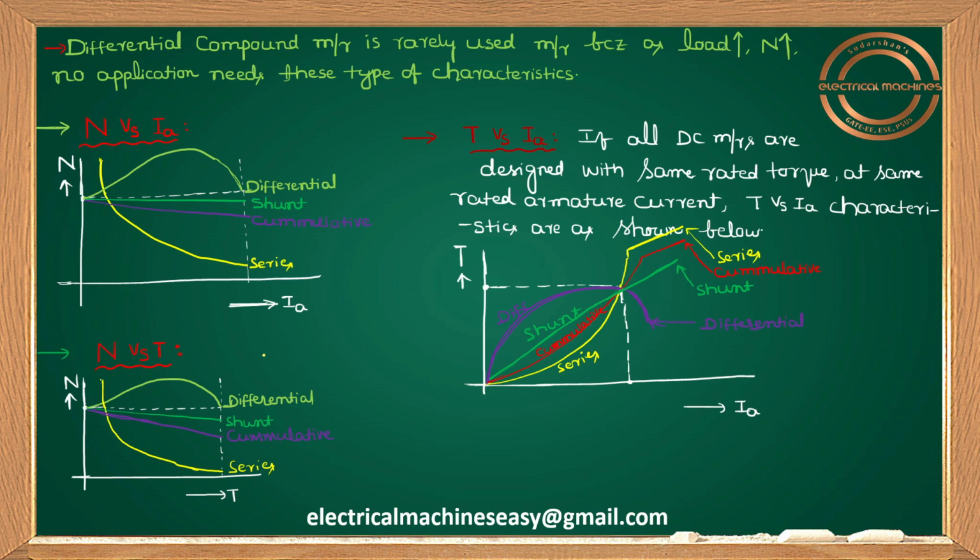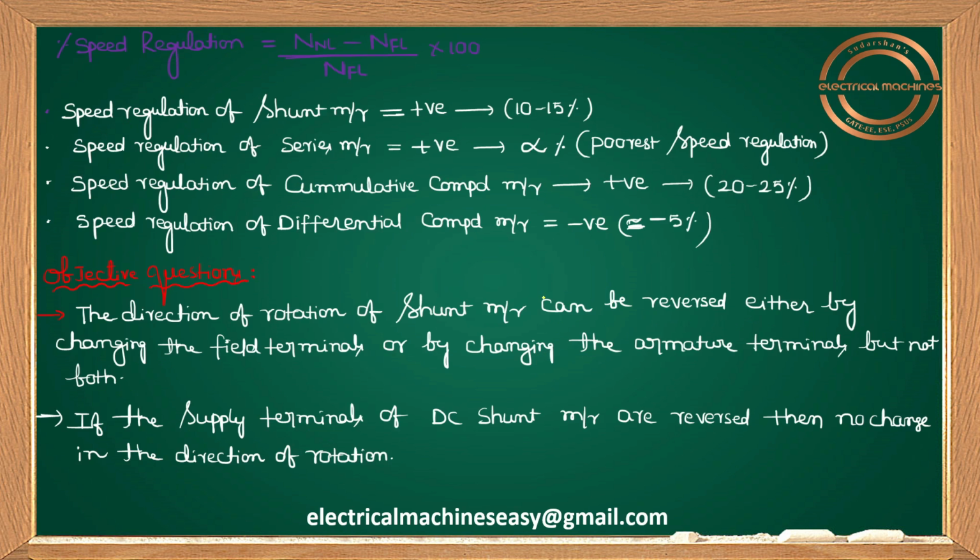So after discussing all those things, I'll draw N versus IA for all motors in one graph, N versus T for all motors in one graph, and T versus IA for all motors in one graph. Okay. In the next session I'll be discussing all the remaining portions and characteristics of a DC motor. After that I'll go for some objective questions based on DC motors.